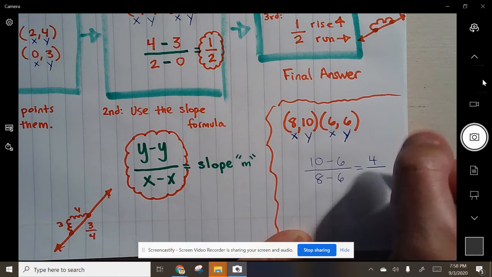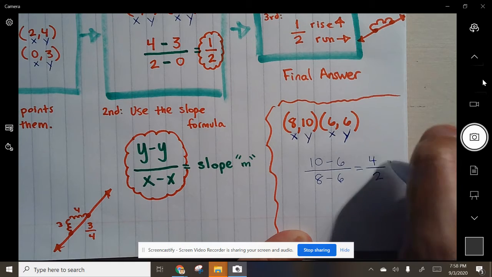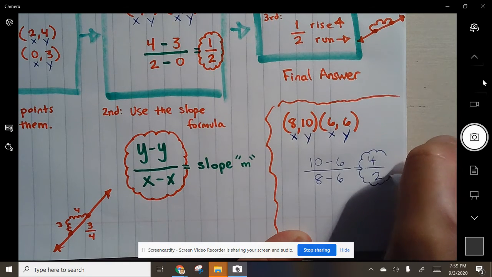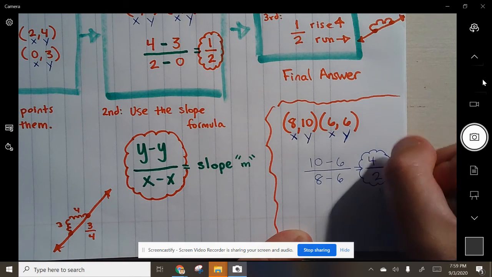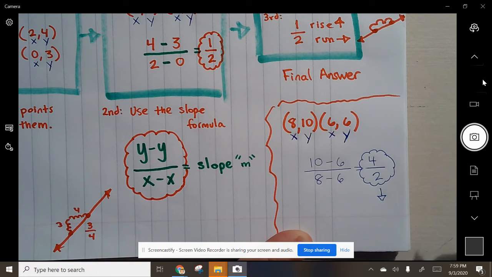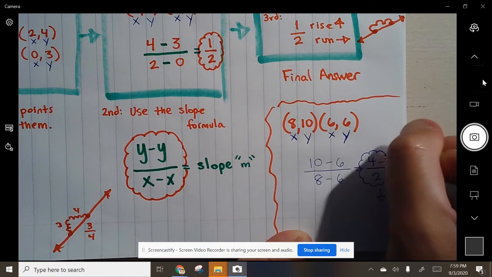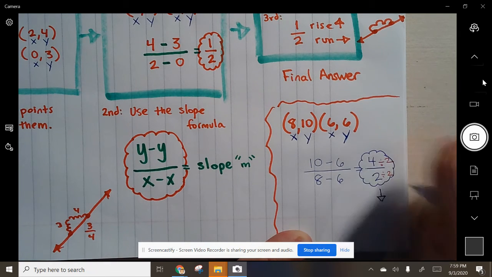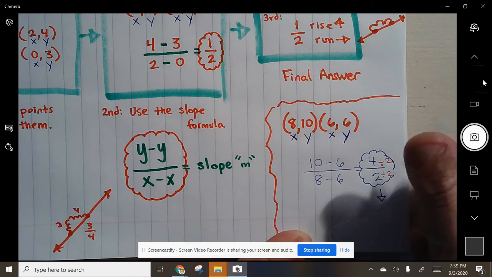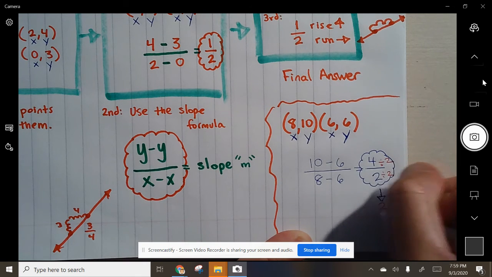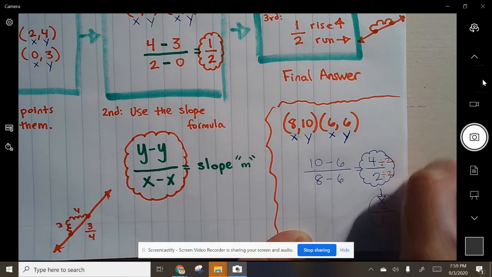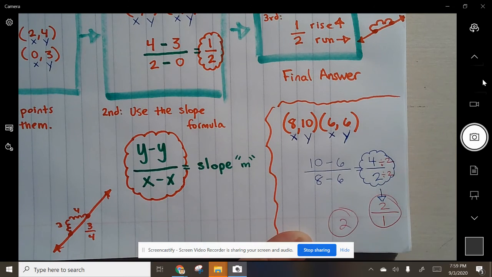8 minus 6 is 2. And this is our final answer. But guess what? Can we make it prettier? Can we go ahead and reduce these? Doesn't 2... Can't we divide 2 out of both of this? Doesn't 2 into 4? 2 into 4 2 times. 2 into 2 once. Isn't your answer 2?